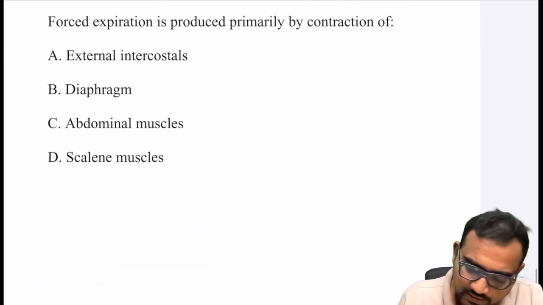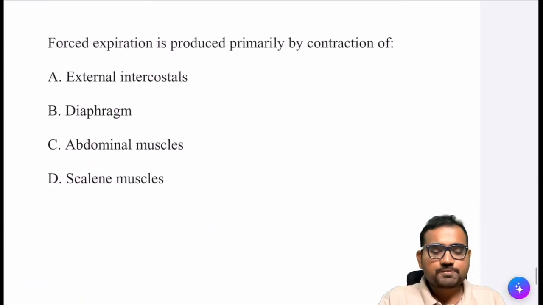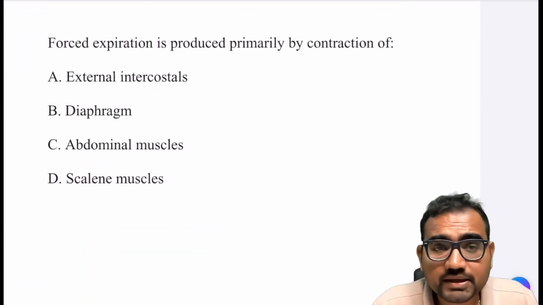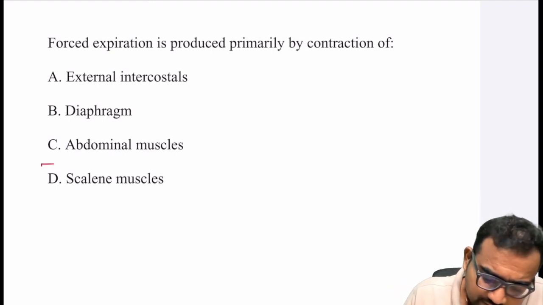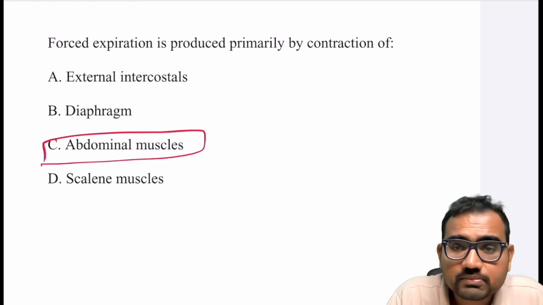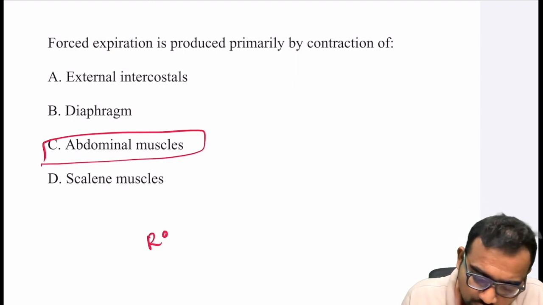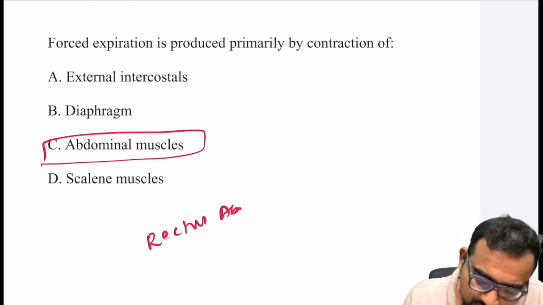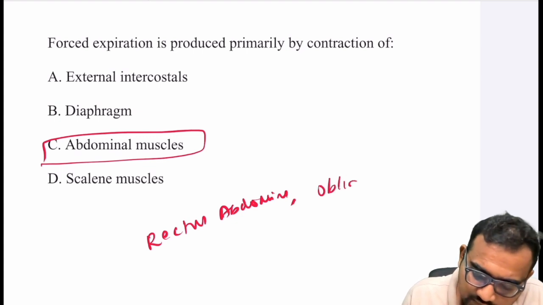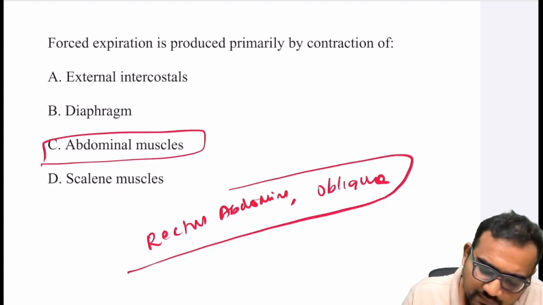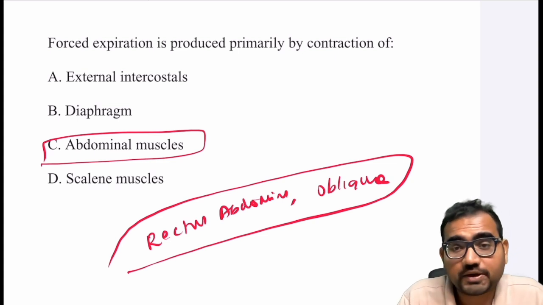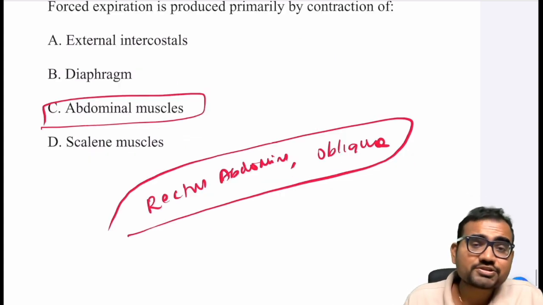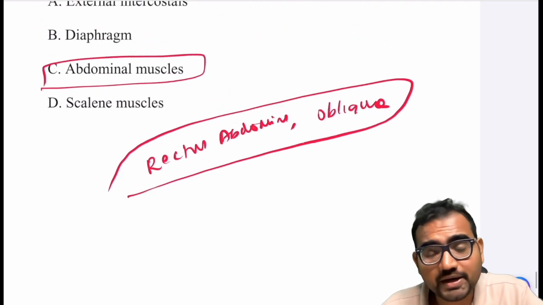Now the last question, forced expiration is produced primarily by the contraction of. See, forced expiration is controlled by abdominal muscles, the rectus abdominis and oblique muscles. So the abdominal muscles control the forced expiration. With this, we come to a conclusion of the respiratory physiology.